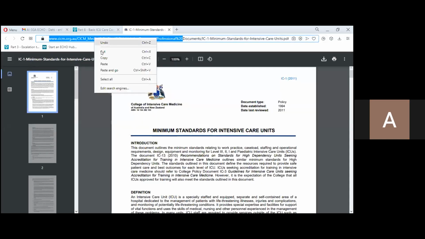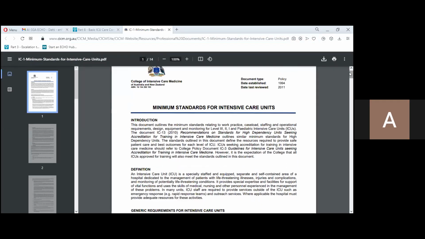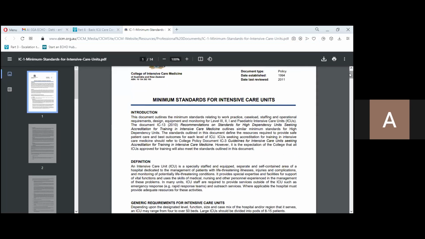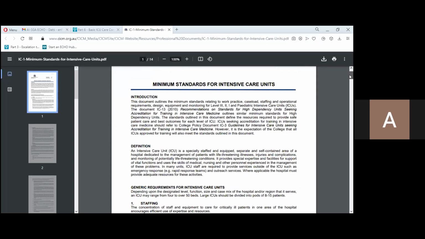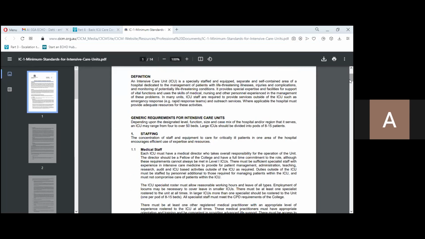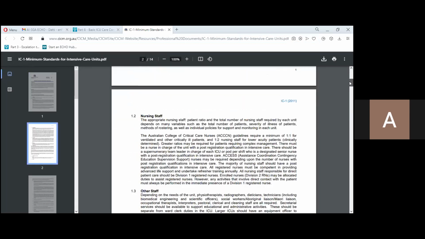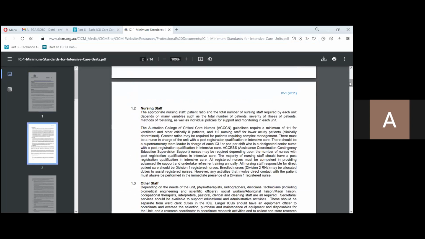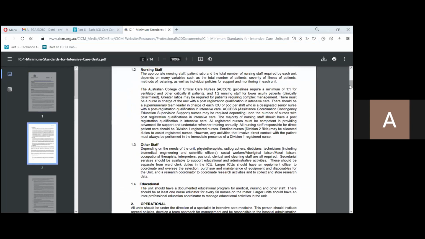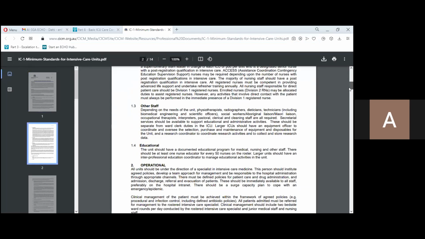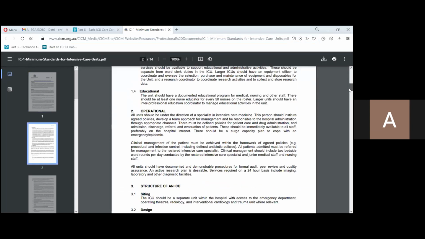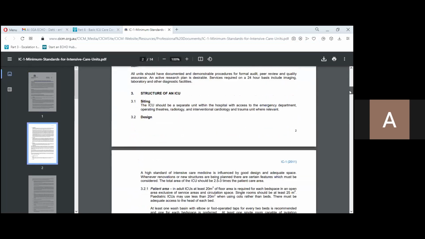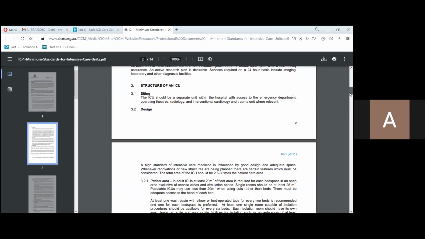So you can see the resources you can download on the minimum standards for intensive care units and try to adapt it to your settings. You can find this is all free on the Learning Resource Center. You can see nursing staff, other staff, all that information, the educational, just like what Salim was trying to explain. You also have structure of an ICU, siting, design, and so on.